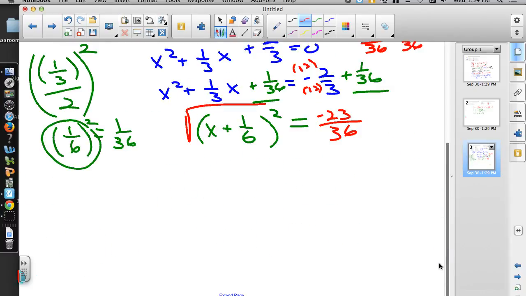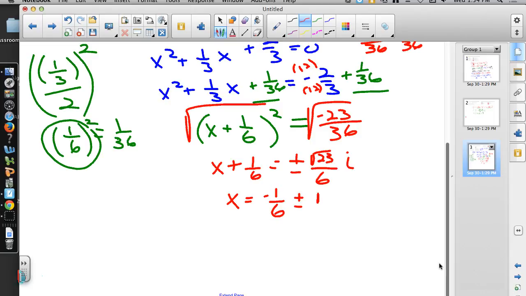We take the square root of both sides. So x plus 1/6 equals plus and minus. Well, we know we have an i in there because we have that negative square root of 23, so we factor that out. And then the square root of 23, there's nothing we can do about that prime number, but the square root of 36 is 6. Last but not least, subtract 1/6 from both sides. And we have negative 1/6 plus or minus the square root of 23 over 6.